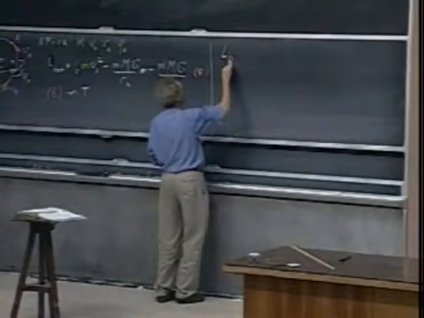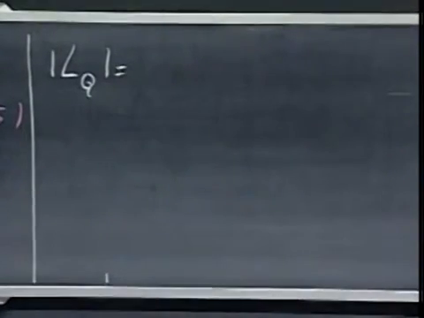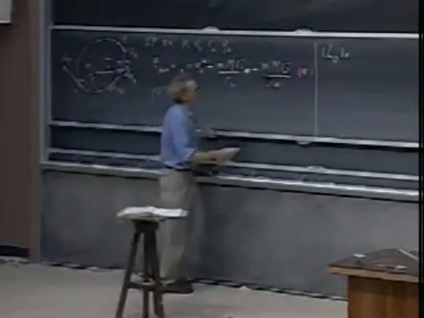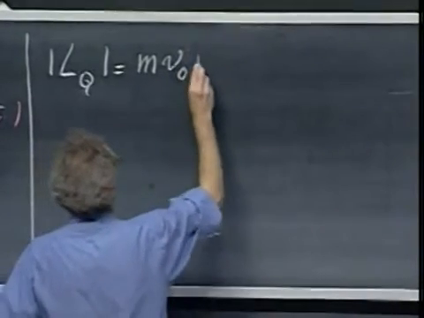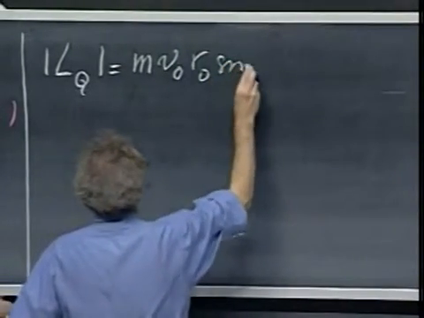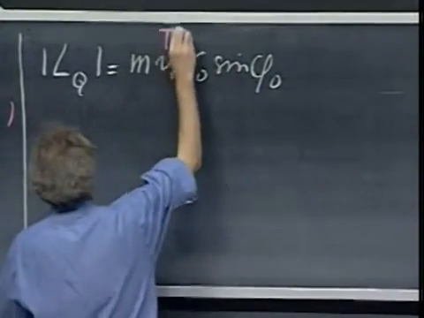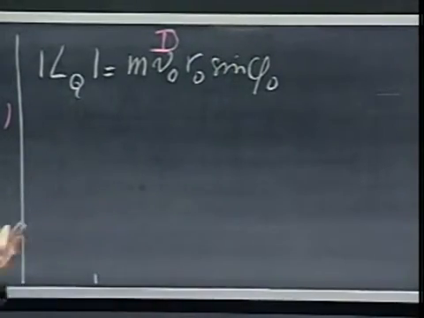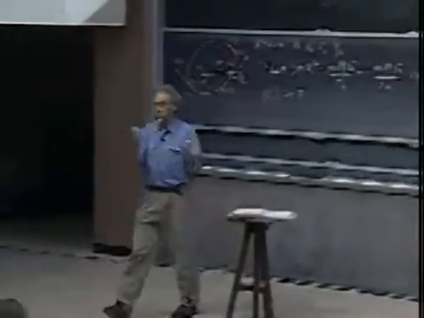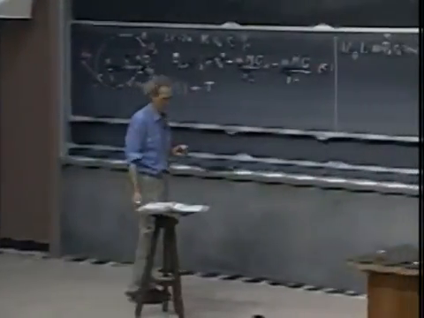What is the magnitude of that angular momentum? Well, let's first take point D. When the object is at D, the magnitude of the angular momentum is m times v0 times r0 times the sine of phi 0. This is the situation at D. Why do we have a sine phi 0? Because we have a cross product between r and v, and with a cross product you have the sine of the angle. So that's the situation at point D.